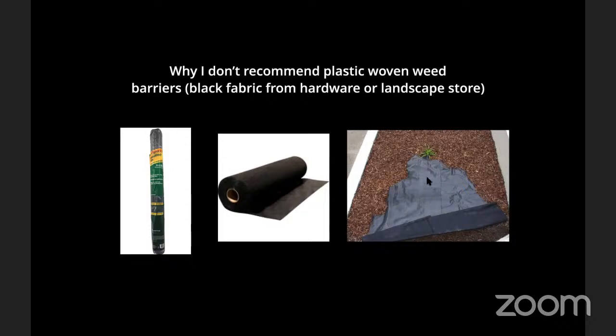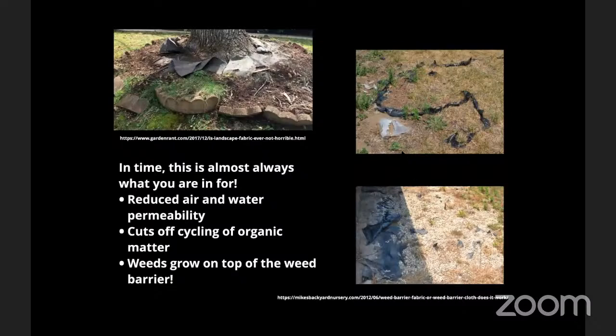But the reality is, and contractors love them because it's a quick and easy solution, but the reality is that this is what you're generally in for a few years later, especially with wood chip mulch. The mulch breaks down on the top, which creates a great area for weeds to germinate on top of the weed barrier. So now you're still having to do weeding.